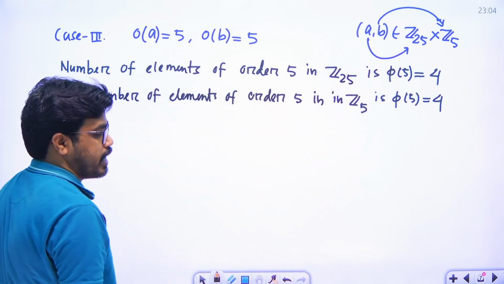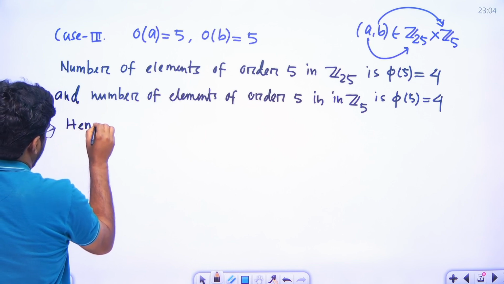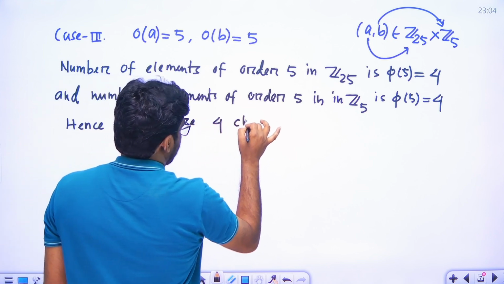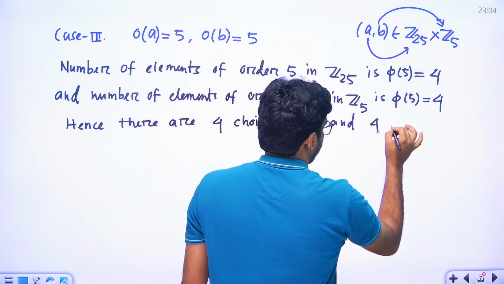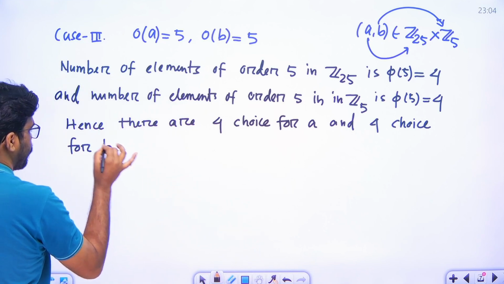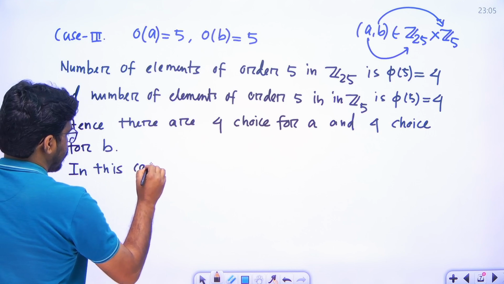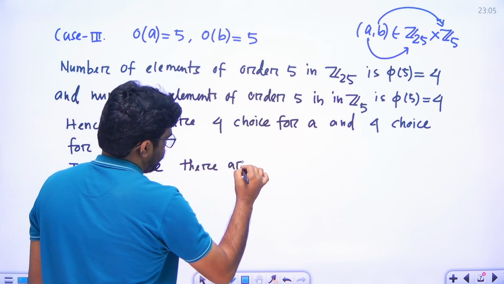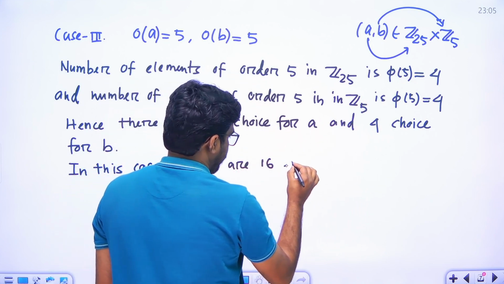Okay, so in this case, hence there are 4 choices for A and 4 choices for B. So in this case there are 4 into 4, that means 16, 4 choices into 4 choices, that is 16 elements.